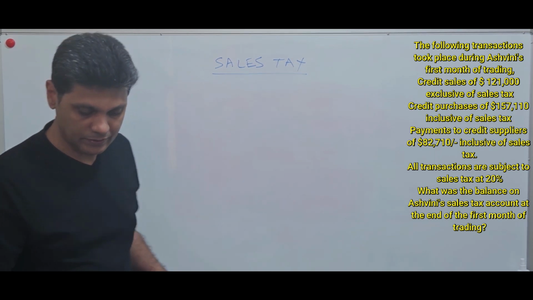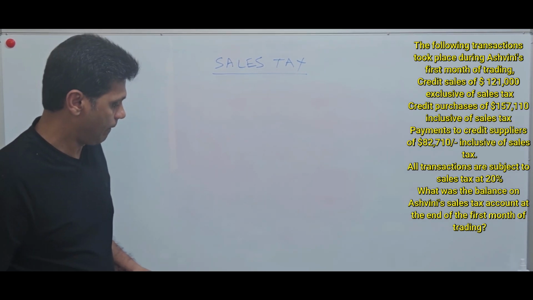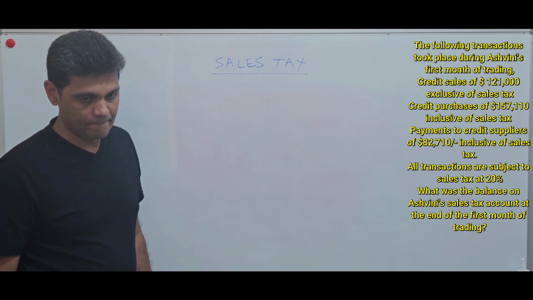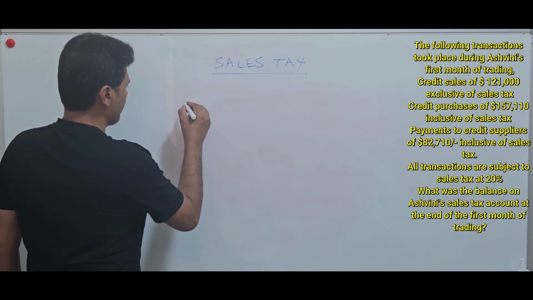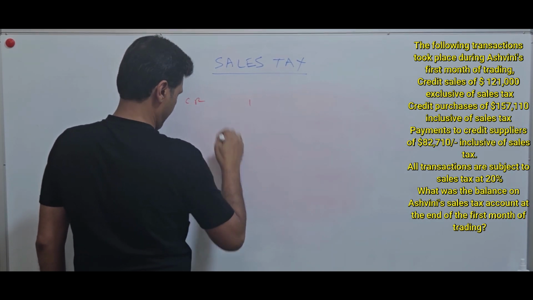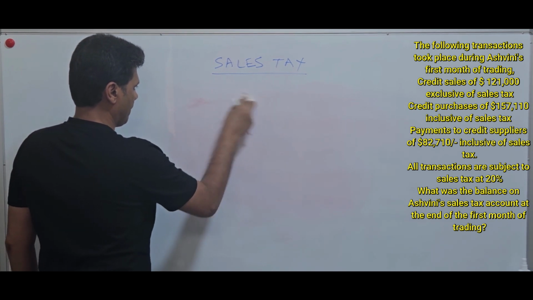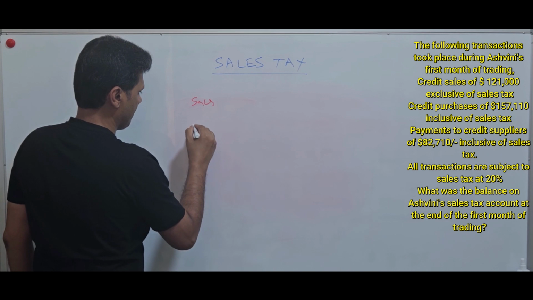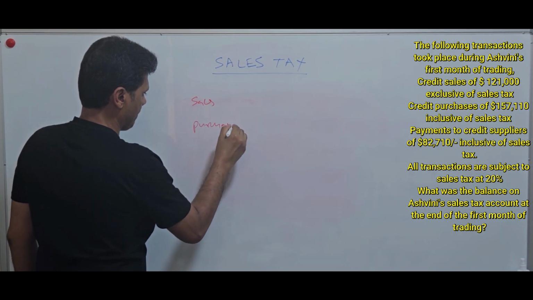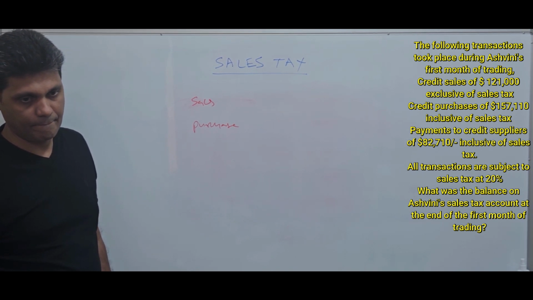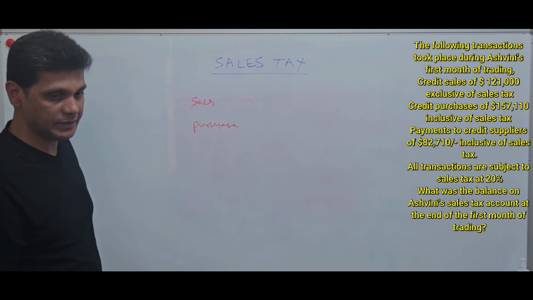So, what is the next question? The following transactions took place during Australia's first month of trading. Credit sales of 121,000, exclusive of sales tax. Credit purchases 157,110, inclusive of sales tax. Payment to credit suppliers of 82,710, inclusive of sales tax. Subject to 20%. Okay, how much is credit sales?